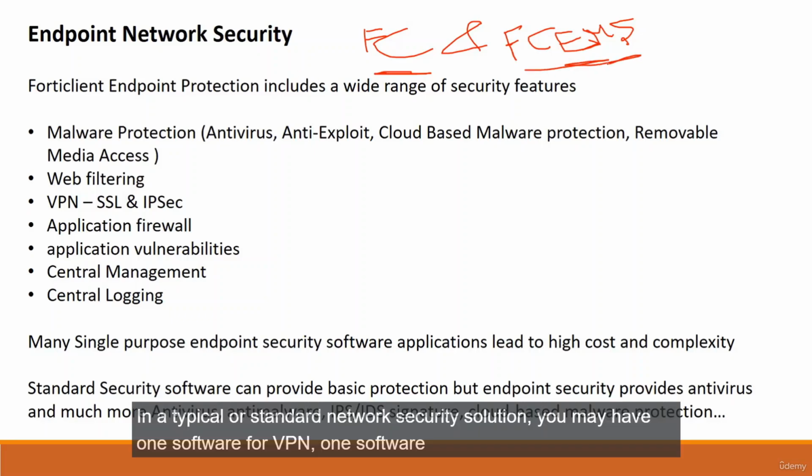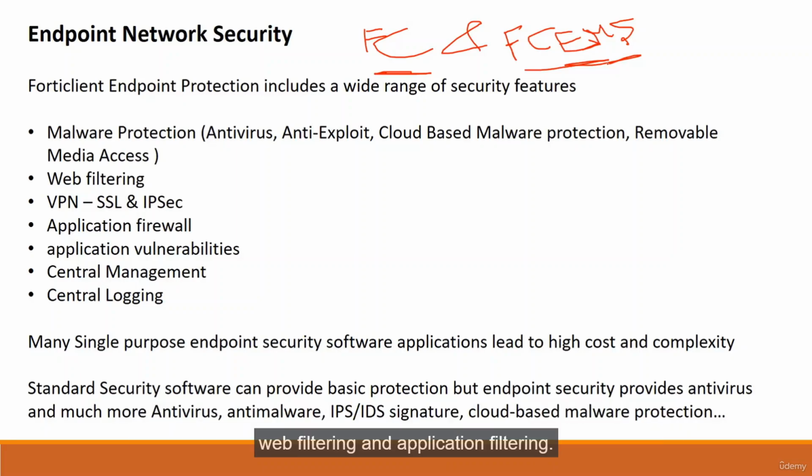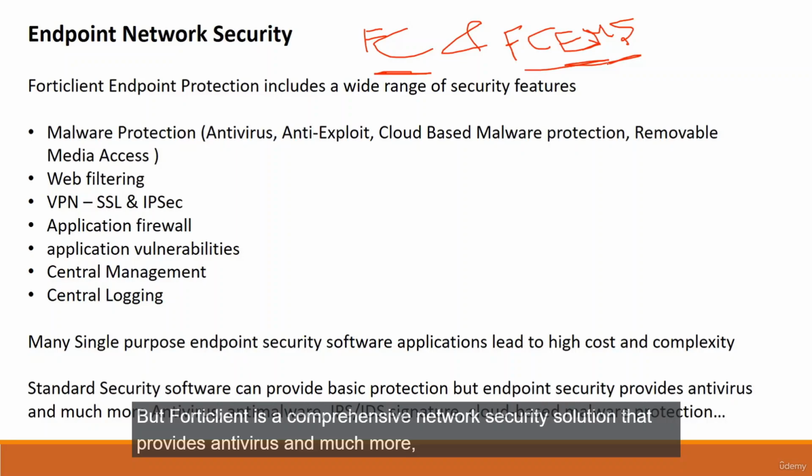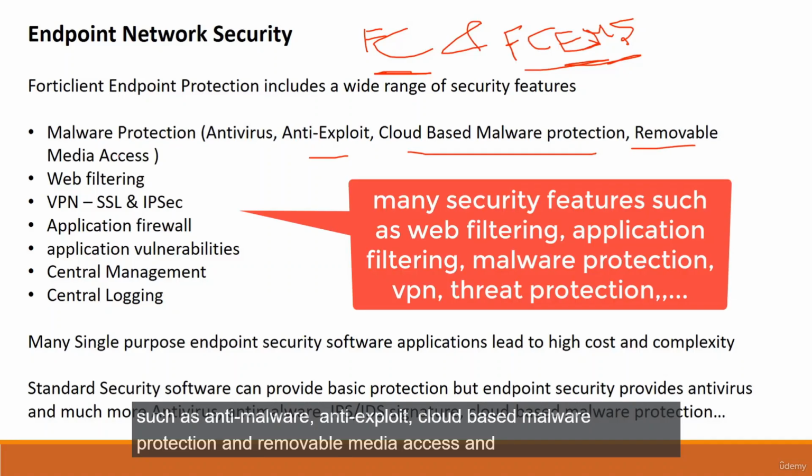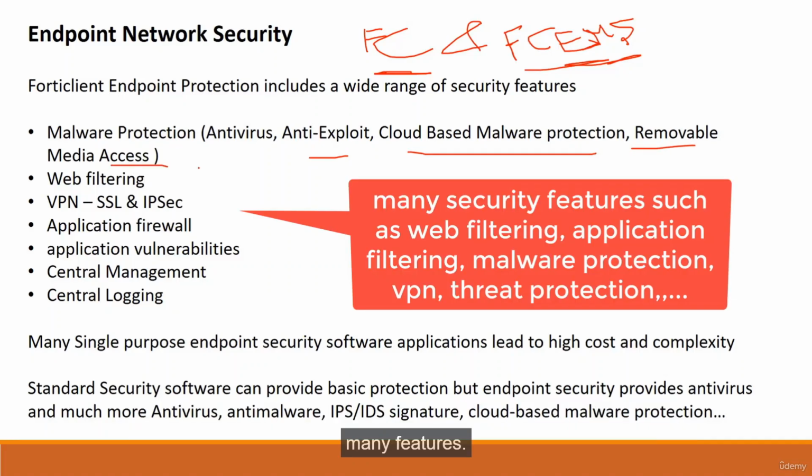In a typical or standard network security solution, you may have one software for VPN, one software for malware protection, and one software or one device for web filtering and application filtering. But FortiClient is a comprehensive network security solution that provides antivirus and much more, such as anti-malware, anti-exploit, cloud-based malware protection, removable media access, and many features. We will talk later about each feature.